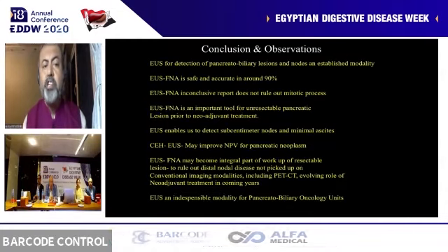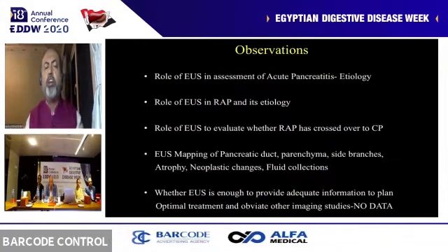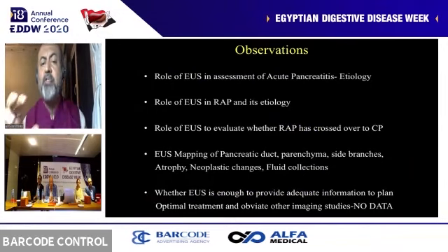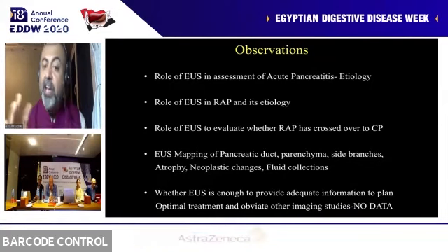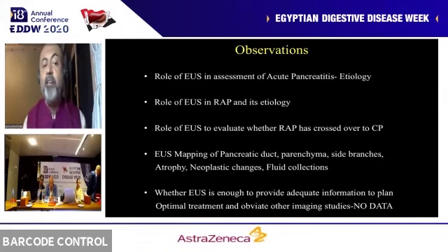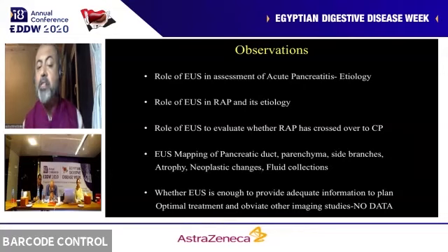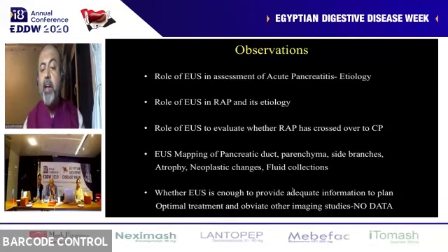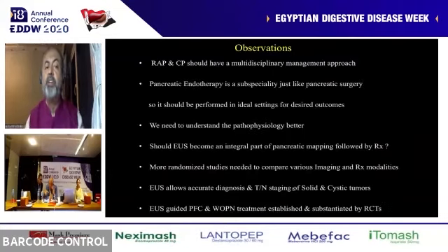So ladies and gentlemen, I'm just going to conclude. The role of EUS in assessment of acute pancreatitis is very important. The role of EUS in recurrent acute pancreatitis, etiology and mapping, is extremely important. I think EUS gives you a fantastic experience in terms of pancreatic duct, parenchyma, side branches, atrophy, neoplastic changes, fluid collections. And my personal feeling is that you can combine both these modalities.